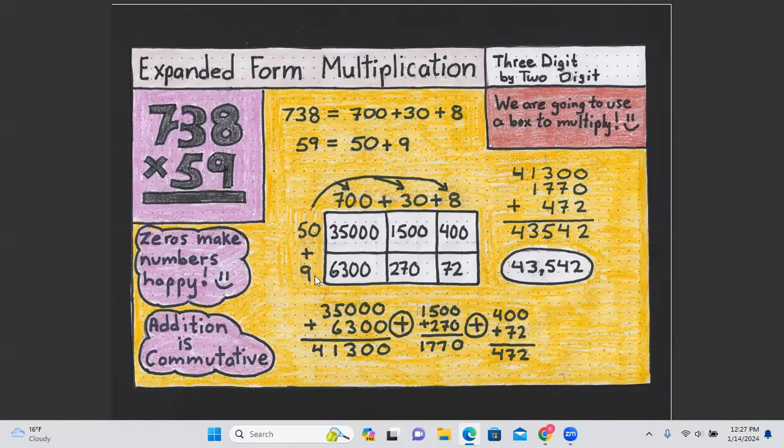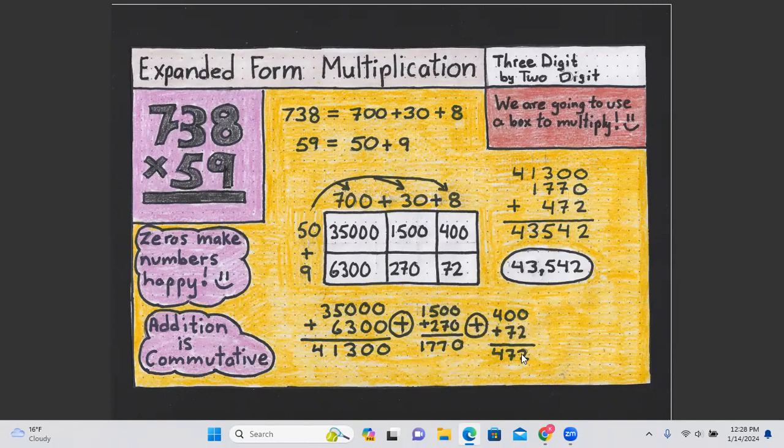And then a good way to add really large numbers is to add them from greatest to least or chunk them. And in this case, I decided to chunk them this way: 35,000 plus 6,300. Well, that will give us 41,300. And then we're going to add it to another chunk in which we're going to add 1,500 to 270. And we'll get 1,770.